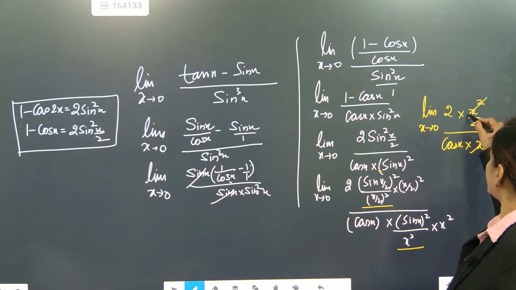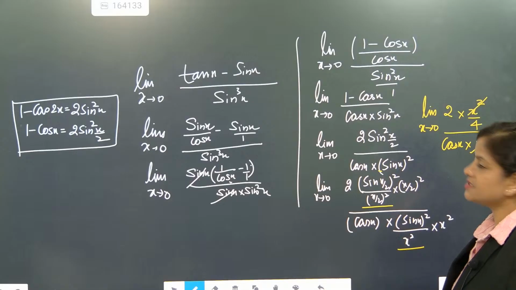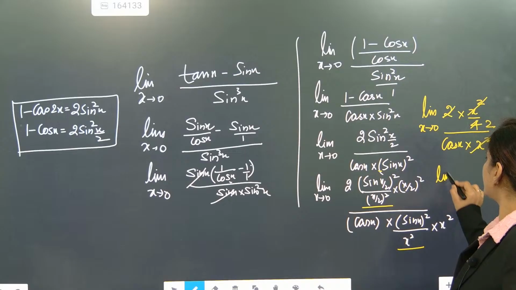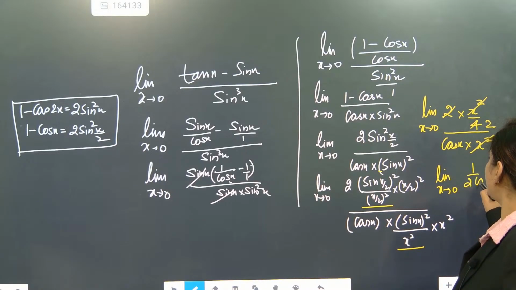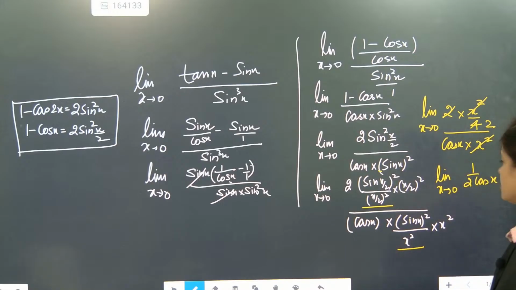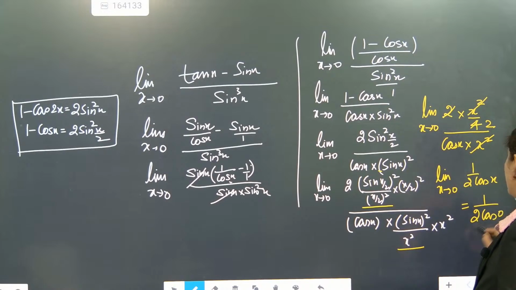So up x square and down x square will get cancelled. This 2 and 4 will get cancelled. Understood? So here what answer is coming? Check, Nishi, one time. Limit x tends to 0, this is coming as 1 by 2 into cos x. And cos of 0 value is 1. Understood? So here it will come 1 by 2 into cos 0 degree, and cos of 0 value is 1. So answer will come as 1 by 2.